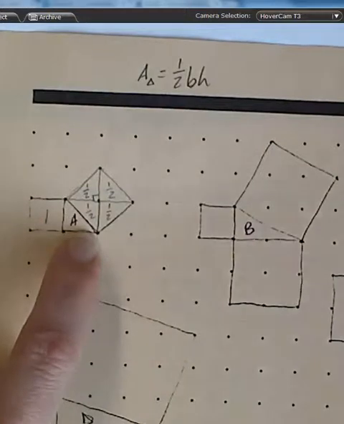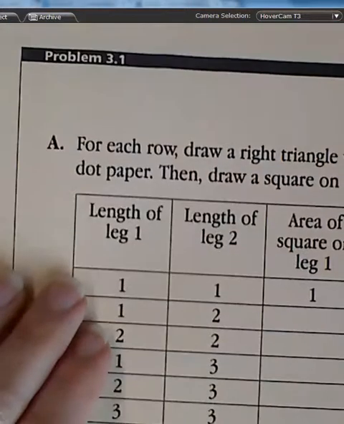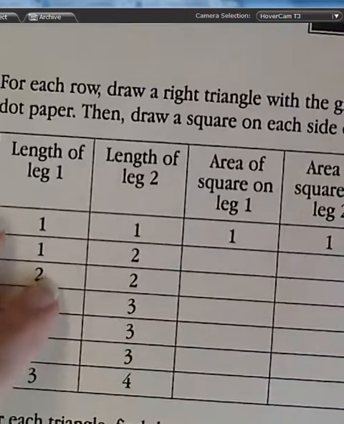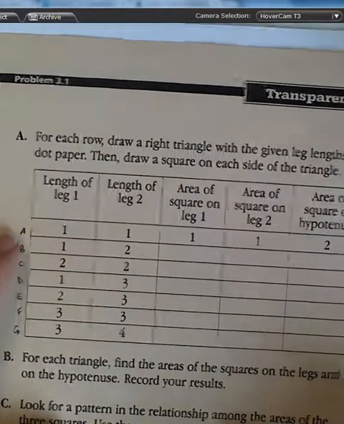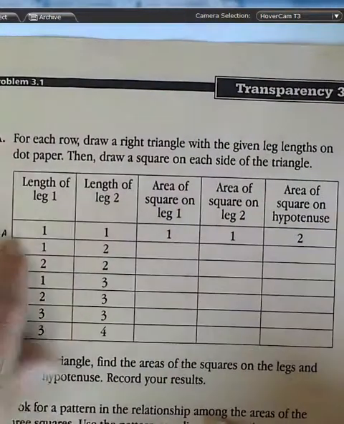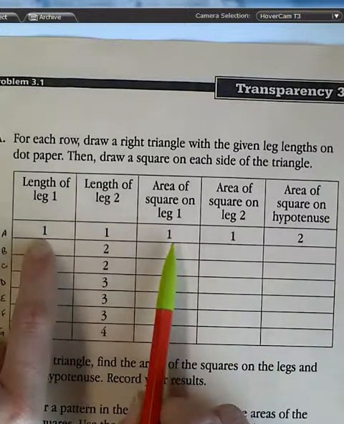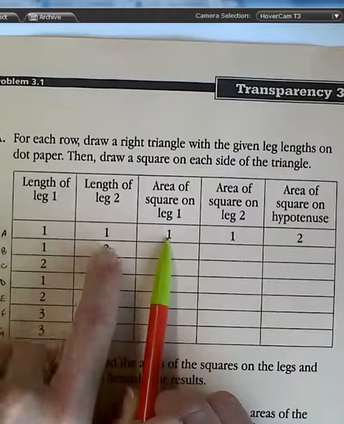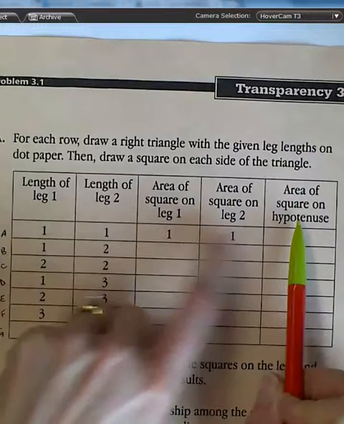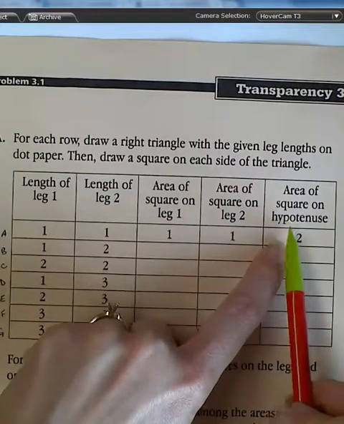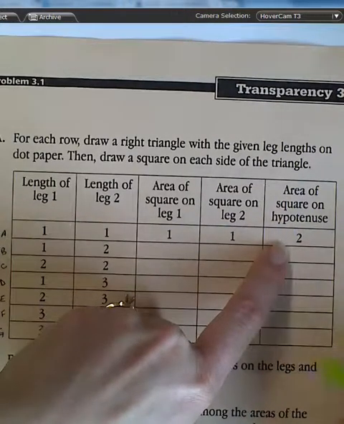And so look on the back side. You have a chart. For triangle A, the length of leg 1 was 1. We found the area out to be 1. The length of leg 2 was also 1, so the area was 1. Ooh, the area of the square on the hypotenuse. What's the hypotenuse? That weird angle.